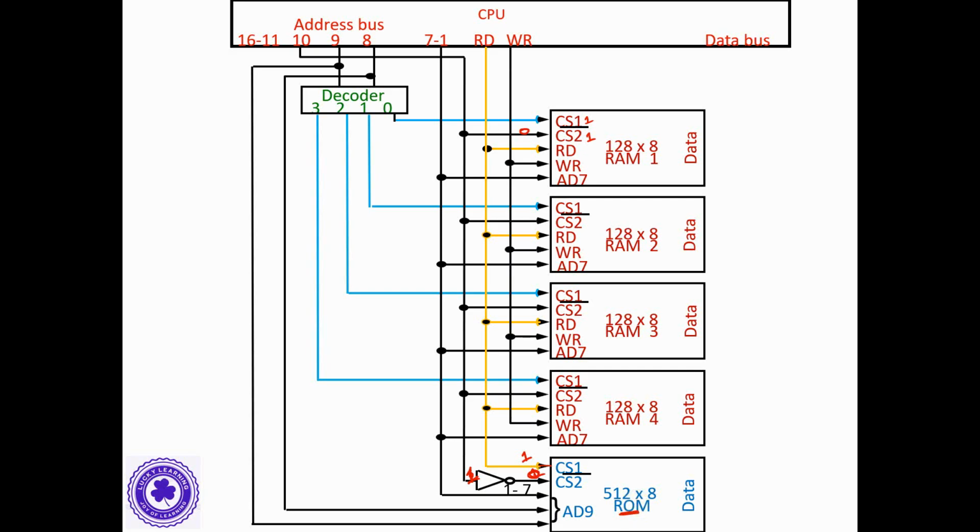And similarly, the write control inputs are connected to all the RAM chips, because the write control signal is not there with the ROM. Based on that, it is going to transmit the data to or from main memory through the data bus. So all these are connected with the data bus. Fine. This is about the CPU interconnection of the main memory, which is composed of four 128 by 8 RAMs and one 512 by 8 ROM chip.